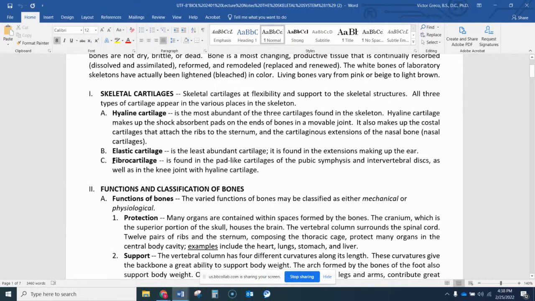Fibrocartilage is named fibrocartilage because it has the most fibers, specifically collagen. So this is a very tough type of cartilage that we find between our discs, intervertebral discs, the pubic symphysis, which you'll be learning about in lab soon. And then in our knee joint, we have medial and lateral meniscus, which is fibrocartilage.